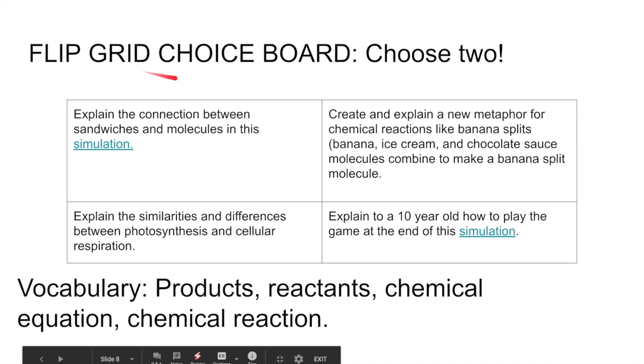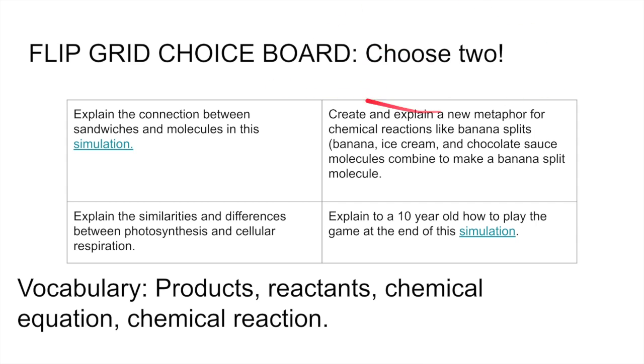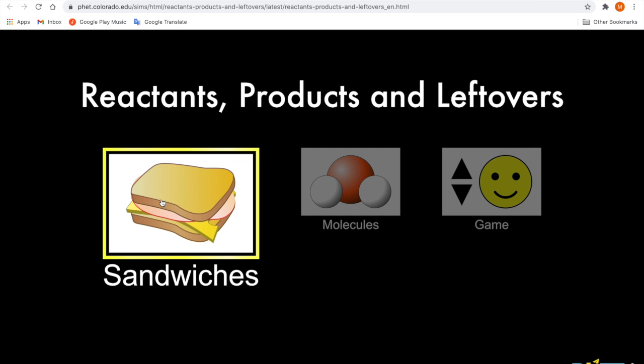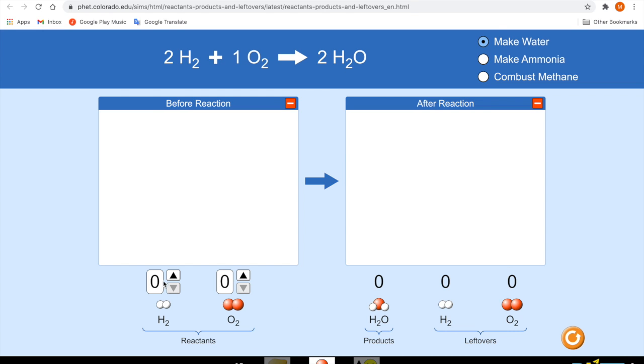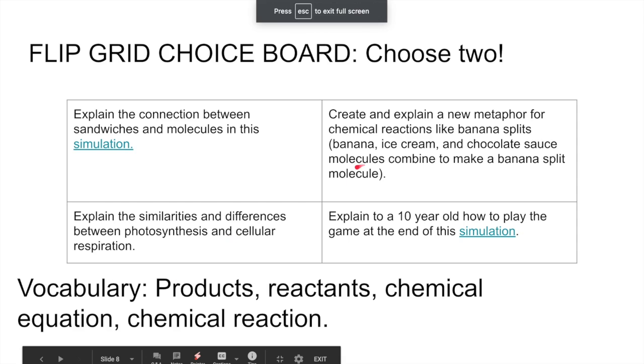For the Flipgrid choice board today, you're going to choose 2 of the 4 options. 1, you can explain the connection between sandwiches and molecules in this simulation. A hint is that we have reactants and products and leftovers, which is what is left over from a chemical reaction. Here it would be very similar, where our reactants create new products and leftovers.